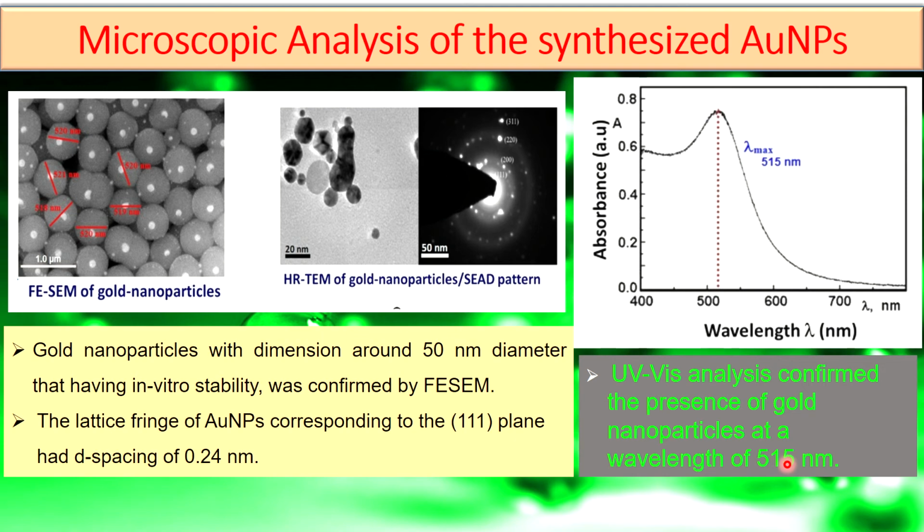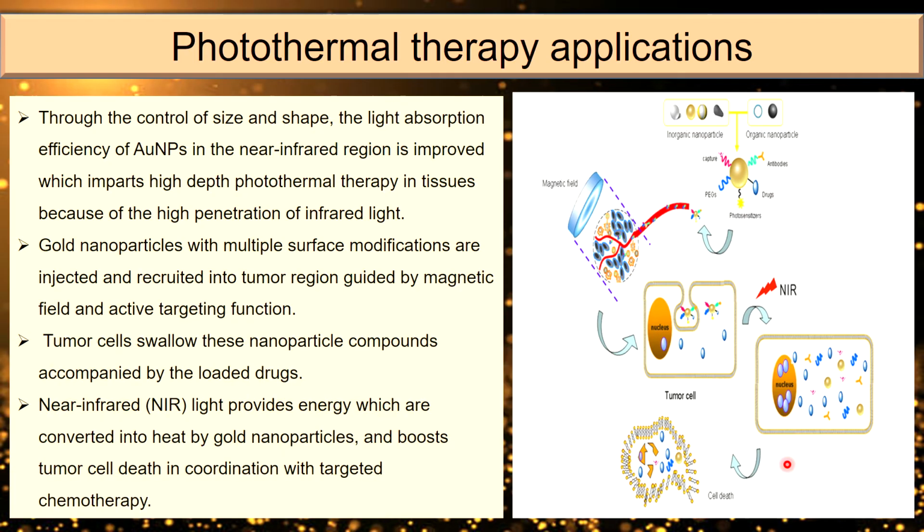The green synthesized gold nanoparticles find potential applications in targeted drug delivery systems, particularly in the treatment of cancer, mainly because they are bacteriostatic, antioxidative and anti-corrosive. And another important application is photothermal therapy. Here, by controlling its size, the light absorption efficiency of gold nanoparticles can be improved.